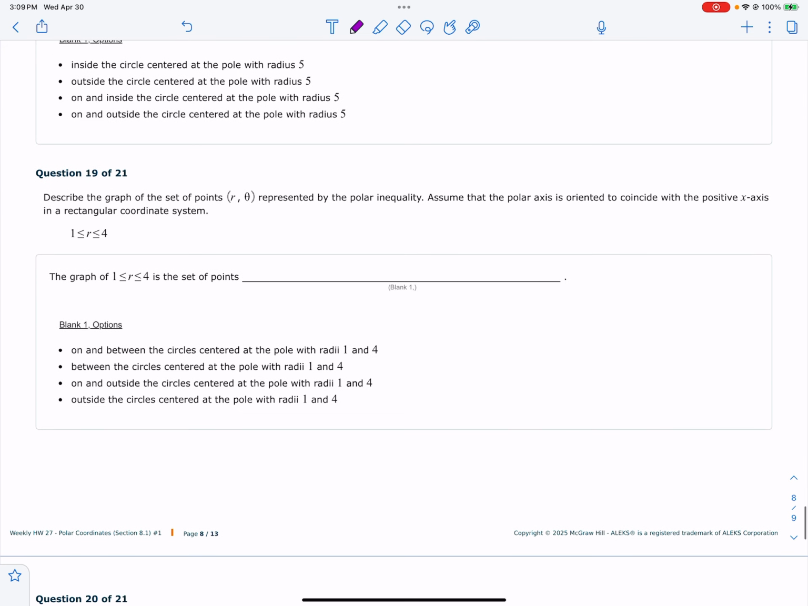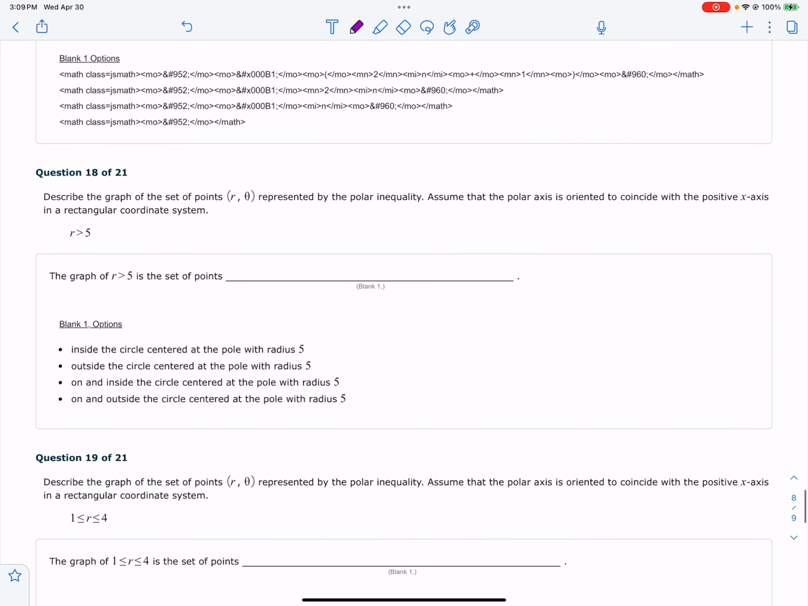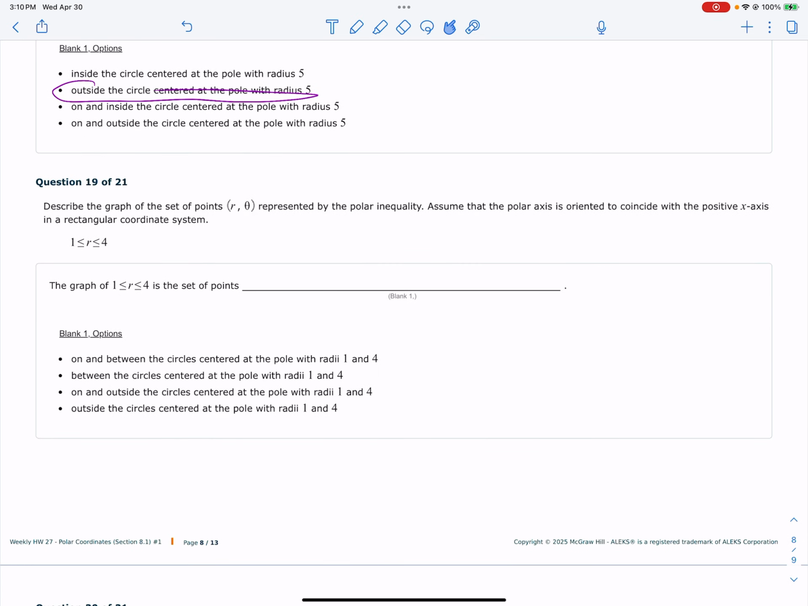18 would be, okay, so these are a little different. This is saying that you have a circle with a radius of 5, and you're shading everything outside the circle. These are inequalities. So do you shade outside the circle or inside the circle? And in this case, because it's greater than, it would be outside the circle. So here we'd have a circle with radius 1, and then a circle with radius 4, and what would be shaded would be everything in between them.